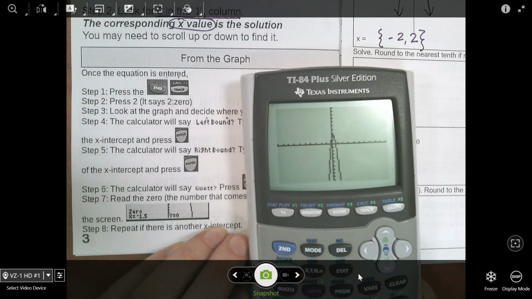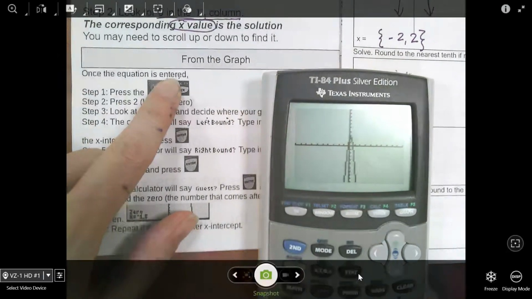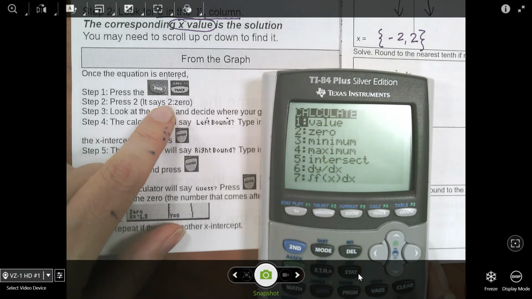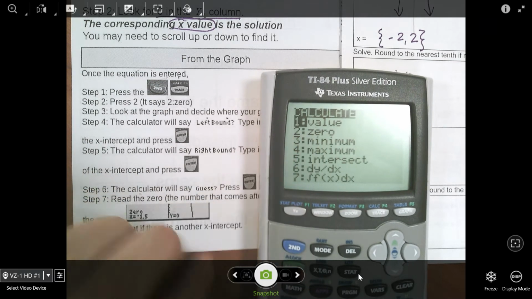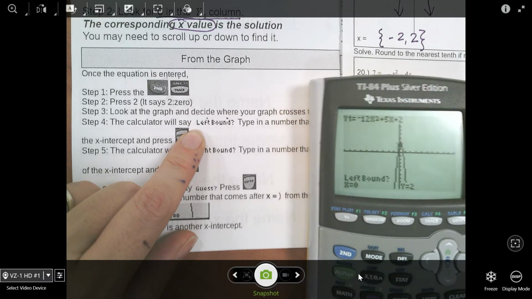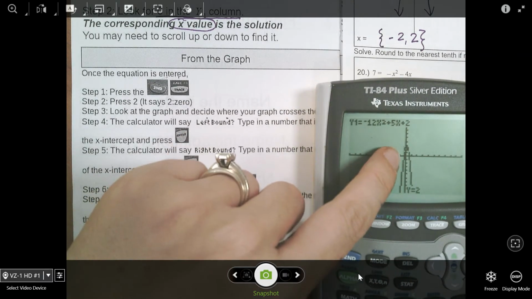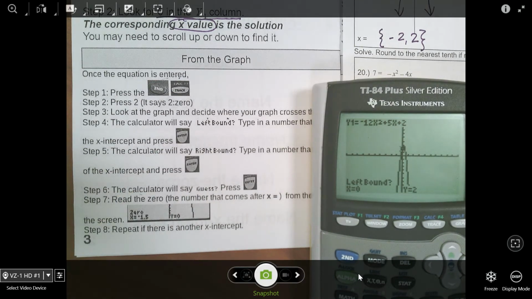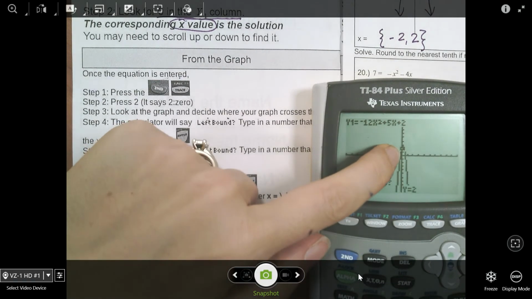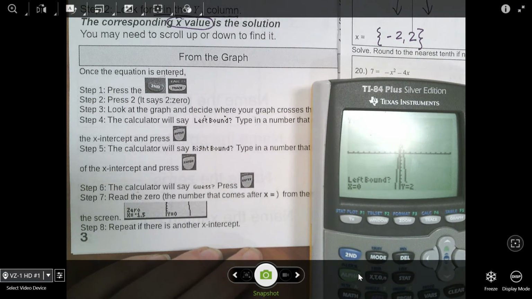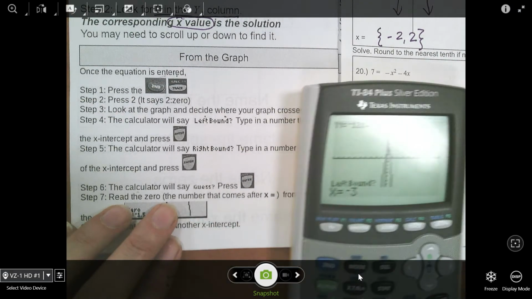All right, and I'm going to walk through these points. So I've already entered my equation, and this time we're going to press second and trace, and you're going to press 0, or the number 2. All right, it's asking me, I'm going to try to find this first intercept on the left. So I need to tell it a number on the left of that intersection point. So I can just name any number to the left. I'm just going to say negative 3. And then I'm going to say enter.